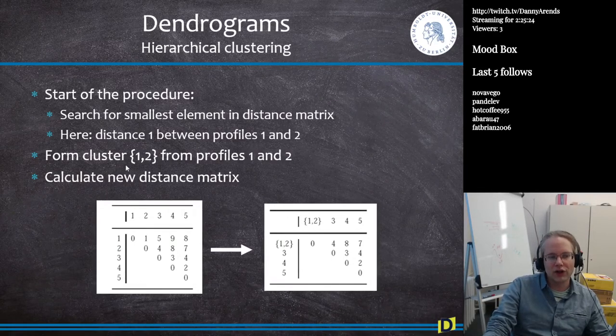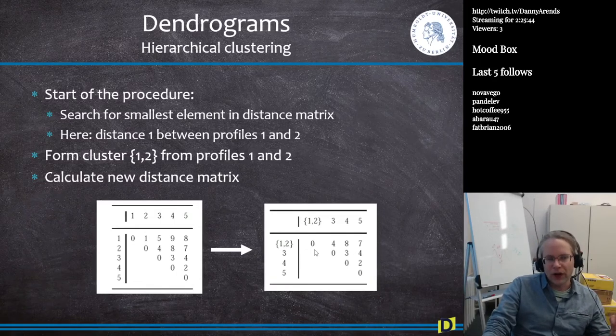And then we form a cluster. So we group 1 and 2 together. And then we calculate a new distance matrix. And that's how we group. Right, so this is the first branch in the tree, and then we get the second branch in the tree by looking at the smallest one, which is 2. Right, so now we would group 4 with 5.